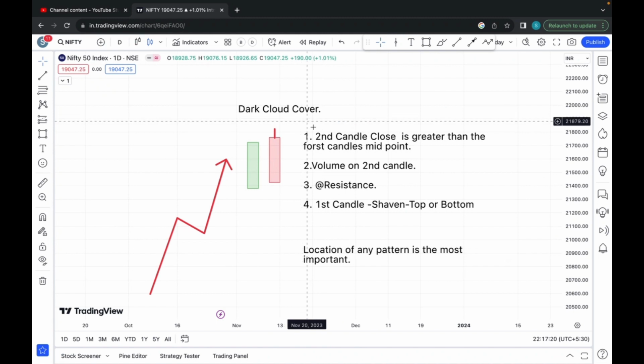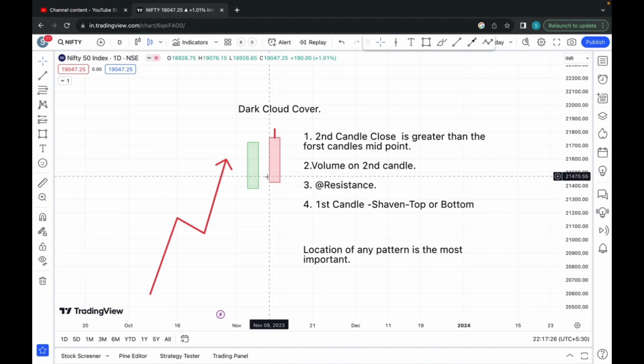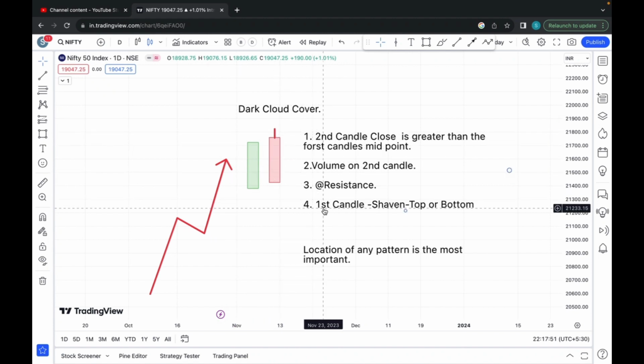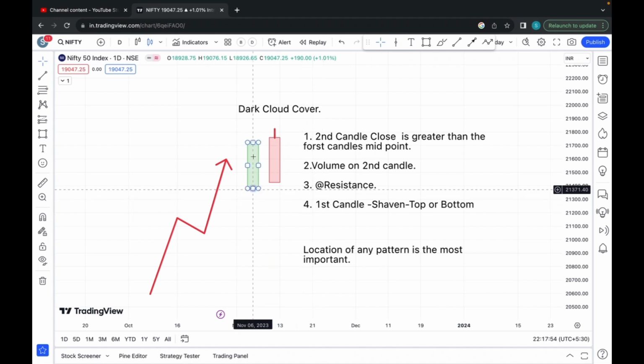To summarize once again, this dark cloud cover becomes more powerful when the second candle's close has more penetration into your first candle, crossing the midpoint of your first candle's real body. The second thing is more volume on your second candle, which makes it even more powerful. Or when you see this setup at any of your major resistance levels, that strengthens the power of this setup. And your next point is, whenever you see a first candle with a shaven head and bottom, this candle is very important, you cannot ignore it.